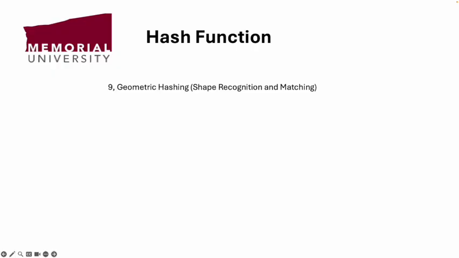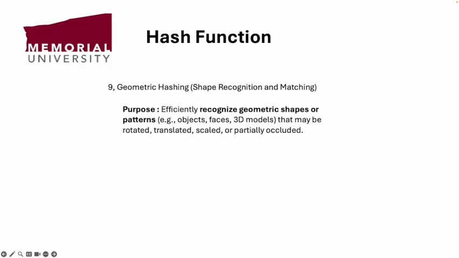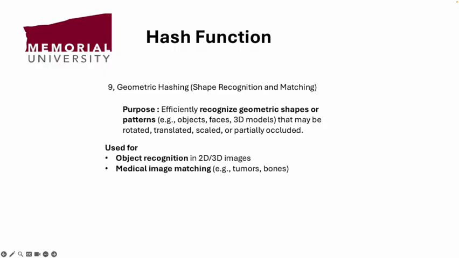Okay, geometric hashing. It's shape recognition and matching. This has been used a lot in AI, like image recognition and pattern recognition. Some of the functions use hashing. The property effectively recognizes a geometric shape or pattern, object, face, or 3D model, even if rotated, translated, scaled, or partially occluded. It is used for object recognition in 2D and 3D images, and medical image matching, for tumors and bones.